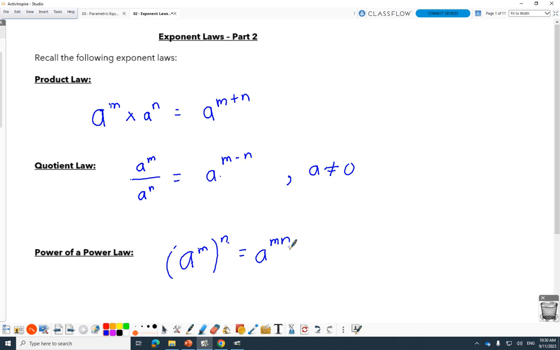As far as exponents part 2, we better get exponents part 1. That was exponents part 1. Today is exponents part 2. Are there any questions about those 3 laws? Do you need more time?